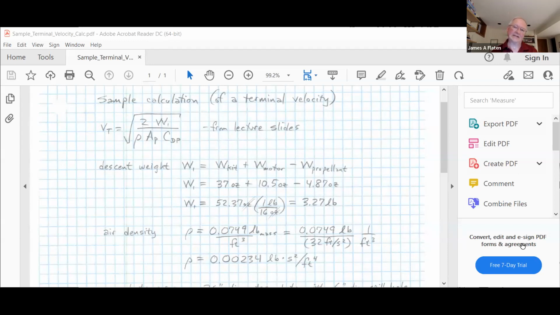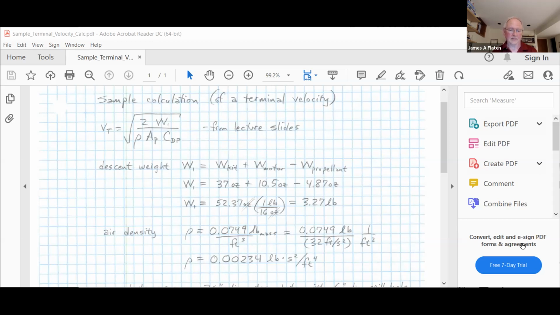And so in this case, the weight of the rocket would be the weight of the original kit plus the weight of the motor minus the weight of the propellant, because at this point the propellant is burned out. So for instance, for an example situation, you might have a 37-ounce rocket with a 10.5-ounce motor, of which 4.87 ounces was propellant. So you subtract that off, put it all together, and you come up with 52.37 ounces or 3.27 pounds. So that's the weight.